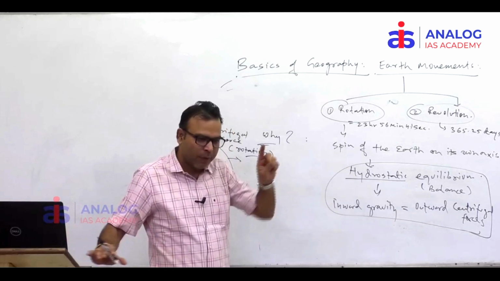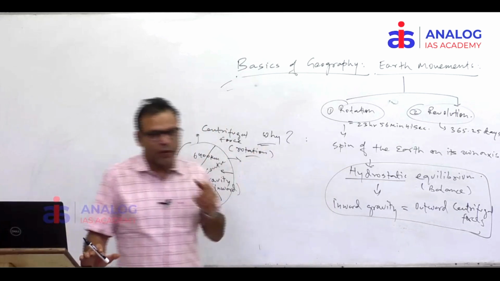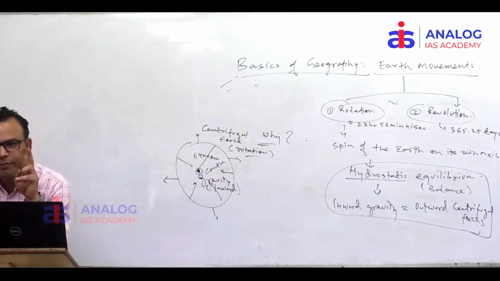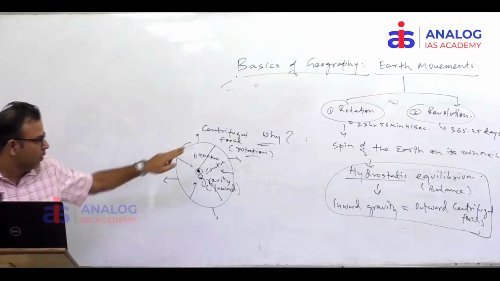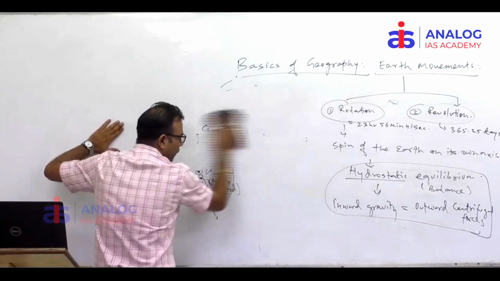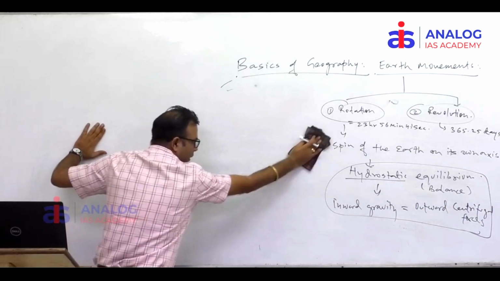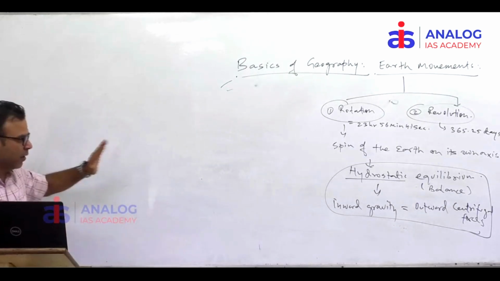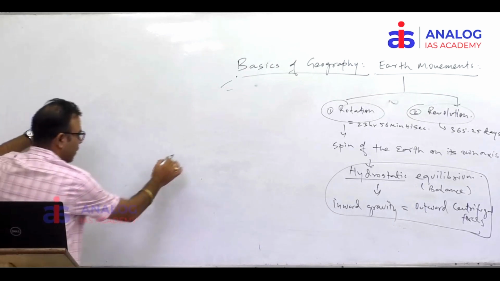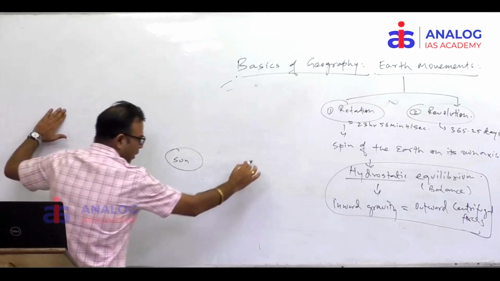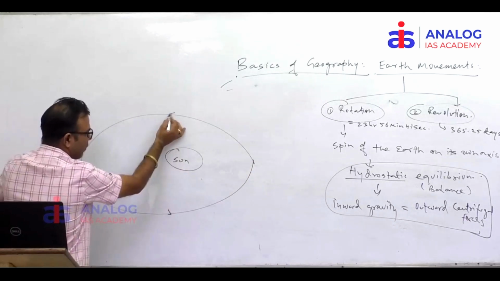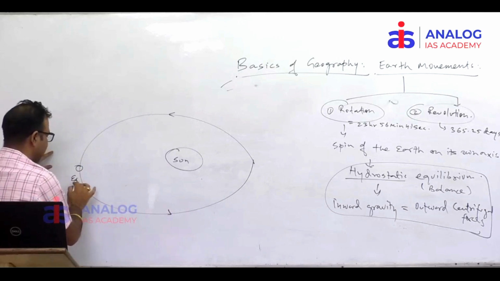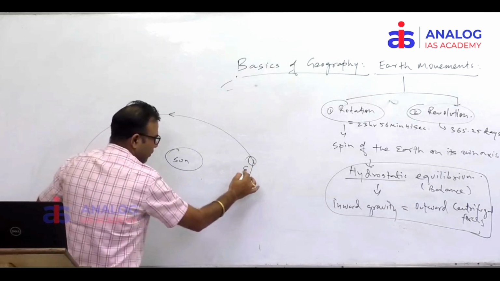I'm talking about only a one body system, only the Earth. Now apply the same logic to a two body system, the Earth as well as the Sun. I hope you are understanding the logic and reasoning. Now why does the Earth revolve around the Sun? Same reasoning, same answer. In a two body system, this is the Sun, and the Earth is revolving around the Sun.